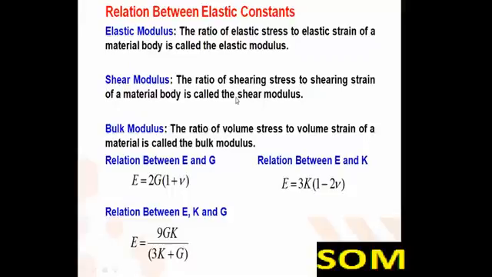Now the relationship between E and G is given by E equal to 2G(1 plus nu). G is the shear modulus, E is the Young's modulus, nu is the Poisson ratio. Relation between E and K: E is elastic modulus, K is bulk modulus. E equal to 3K(1 minus 2 nu). The relationship between Young's modulus, shear modulus and bulk modulus is given by E equal to 9GK over (3K plus G).